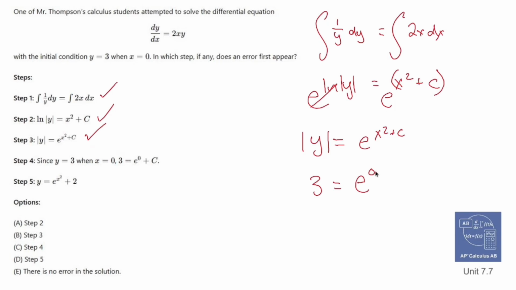Okay, so e to the, oh, they dropped the c down. They get rid of that. Oh, I see what they did there. So that c went from being in the exponent to not being in the exponent anymore. It should still be in the exponent. So that's where the mistake occurred. So step 4 is where the mistake is going to occur. Silly Mr. Thompson student.